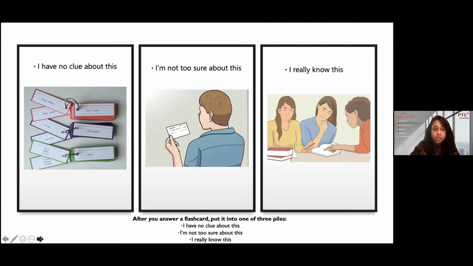So from the first picture, this is an example: separately keep all the flashcards with all the words and questions that you have no idea about. If you cannot answer any question, keep those kinds of things together separately. That will be your one criteria of having flashcards.